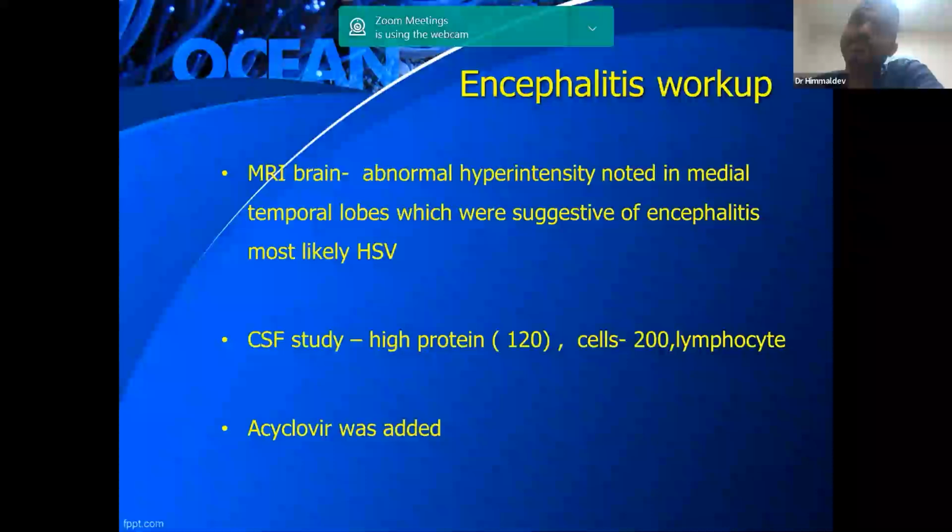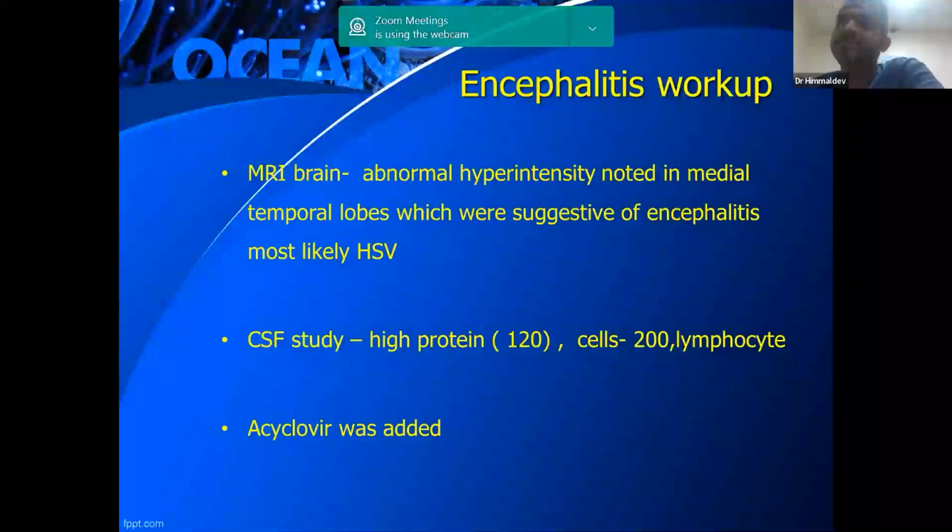So the next thing we did was an MRI brain. MRI brain showed something called temporal lobe hyperintensity, which is suggestive of HSV encephalitis, characteristic of herpes simplex virus encephalitis. Since the platelets had gone up, we could do the LP, lumbar puncture.